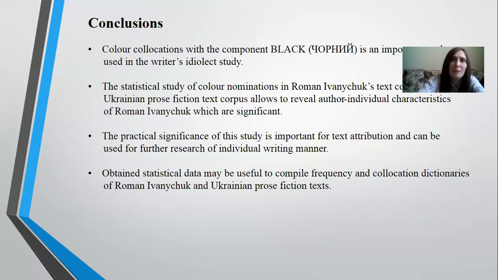A text corpus is reliable material for statistical analysis of the compatibility of lexical units. The list of obtained high-frequency co-occurrences in the Roman Ivanychuk text corpus is different from the data obtained from the Ukrainian fiction prose text corpus, which in its turn determines the specificity of the author's idiolect. Collocation with the component ЧОРНИЙ is an important marker used in the writer's idiolect study. The statistical study of color nomination in the Roman Ivanychuk text corpus and the Ukrainian prose fiction text corpus allows revealing significant individual characteristics of Roman Ivanychuk.